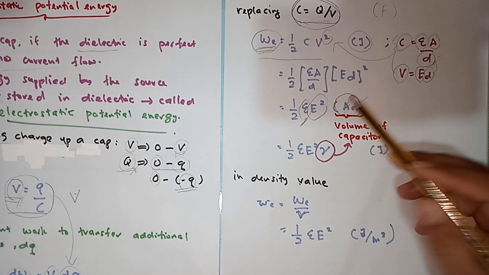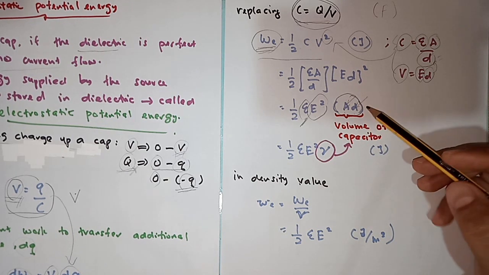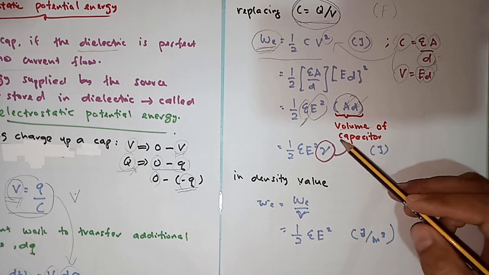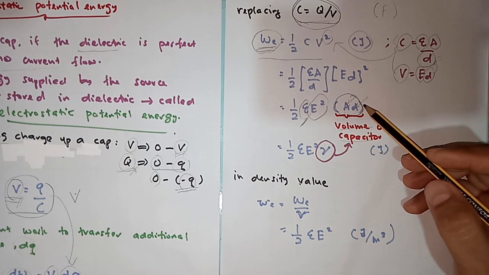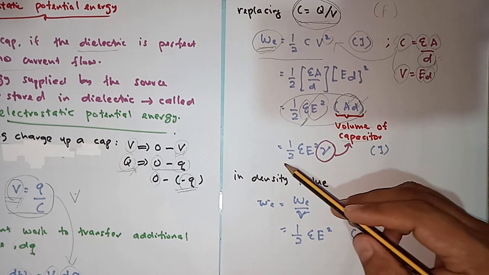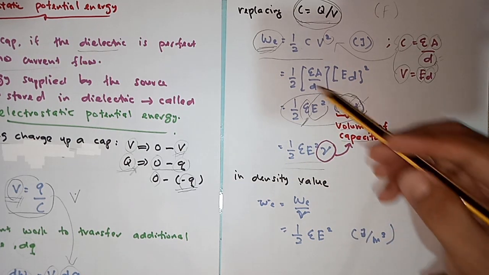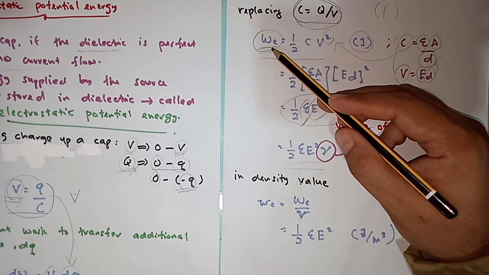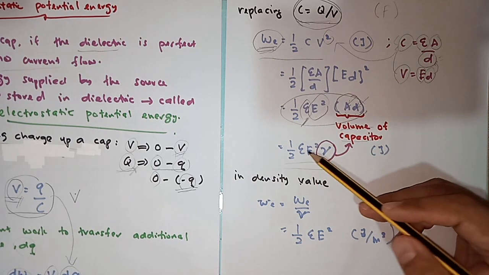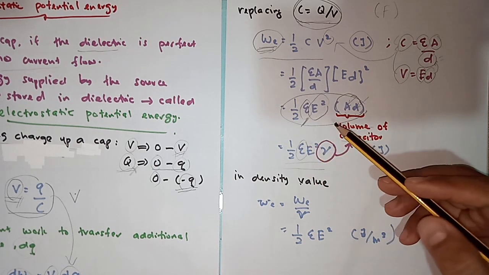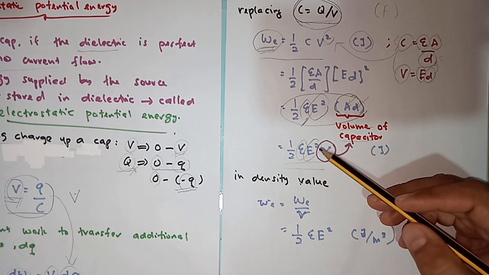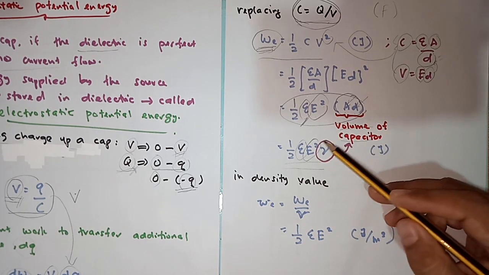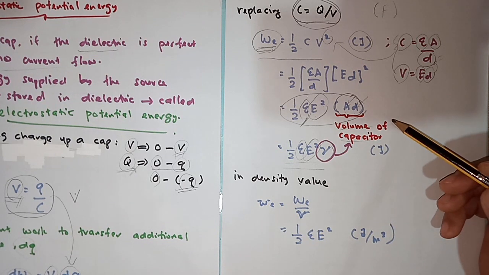The expression we have here is actually almost the value of the capacitor. So therefore, we can rewrite the expression as this one. The work that needs to be done, W_E, is equal to half the electric permittivity of the dielectric, times the magnitude of the electric field squared, multiplied by the volume of the capacitor.